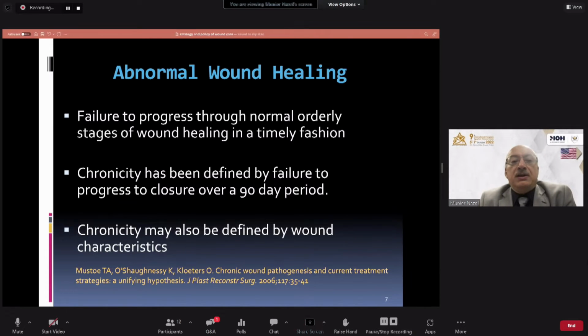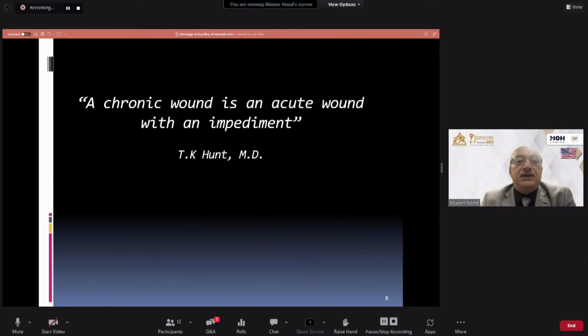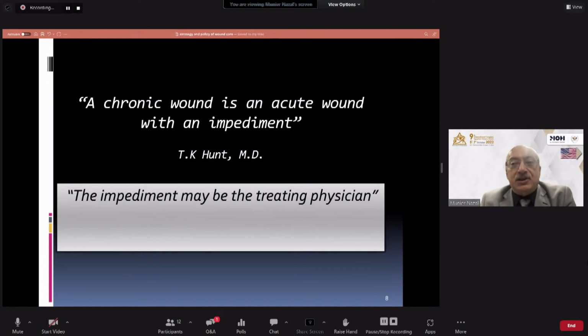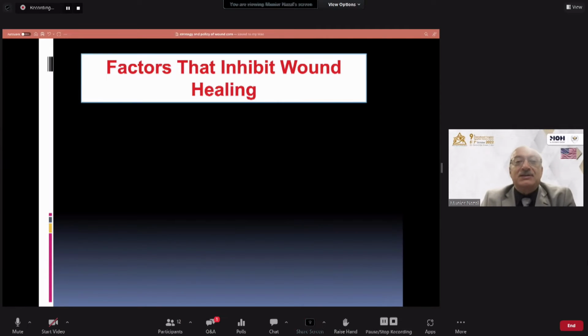So how do we define an abnormal wound? It is either a wound that fails to heal or overheals. That is the simplicity of the definition. And a chronic wound is an acute wound with an impediment. That impediment is sometimes defined as the treating physician. So one of the impediments for healing is actually the treating physicians. And that's not what I said, that's what other people said.